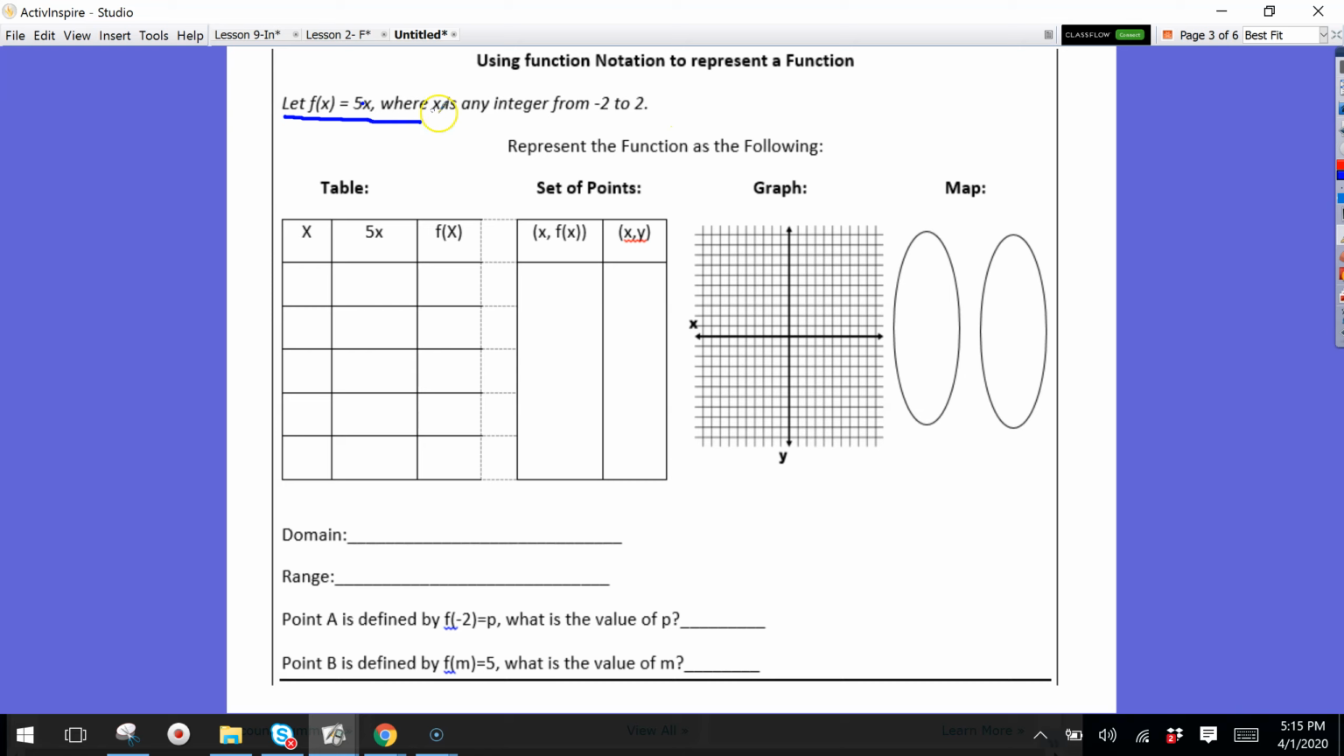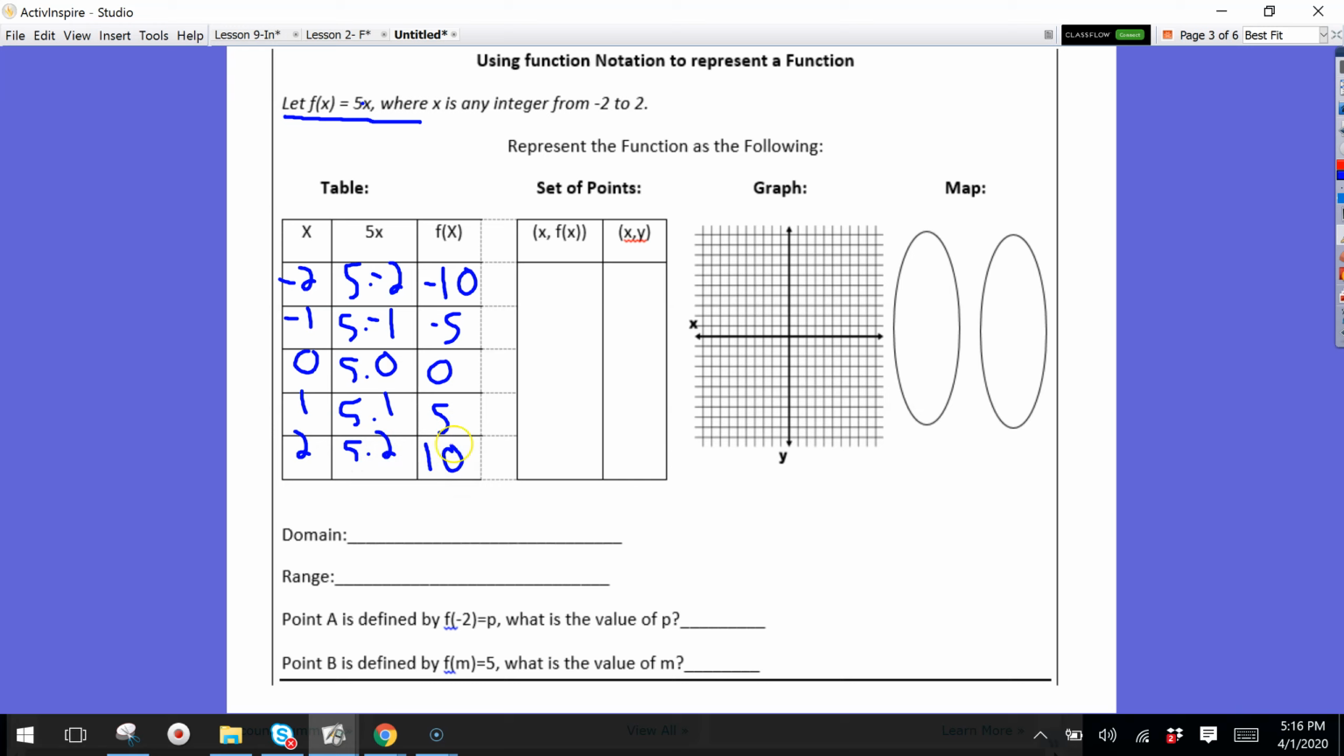All right, it's saying that our x's need to be all the integers from -2 to 2. So let's list out our x's: -2, -1, 0, 1, and 2. In order to get my y's, the rule says that I need to multiply x by 5. So I'm going to do 5 times -2, which is -10. 5 times -1, which is -5. 5 times 0, which is 0. 5 times 1, which is 5. And 5 times 2, which is 10.